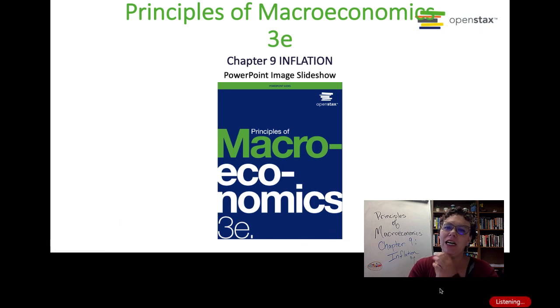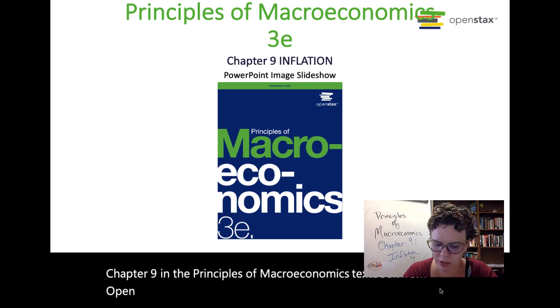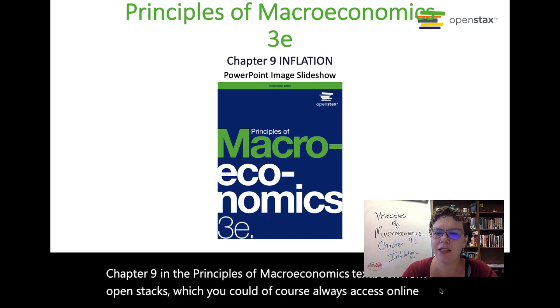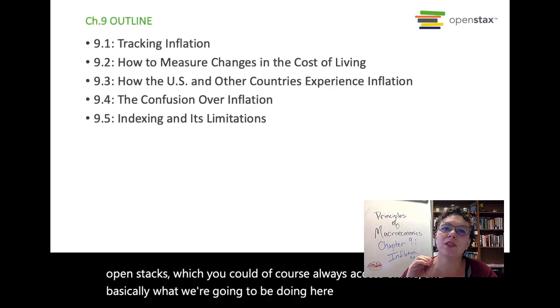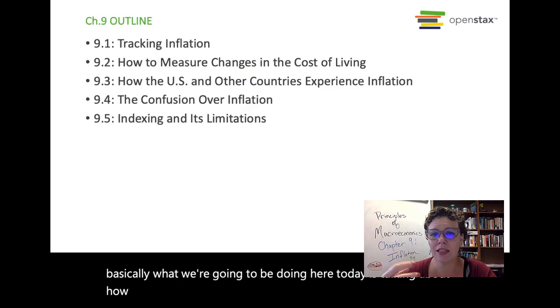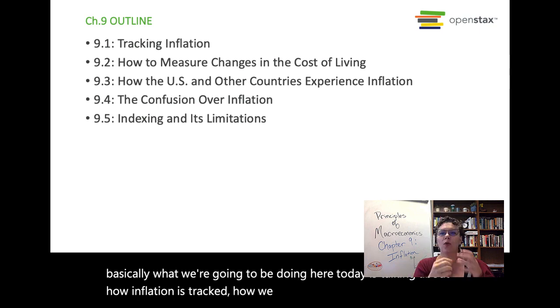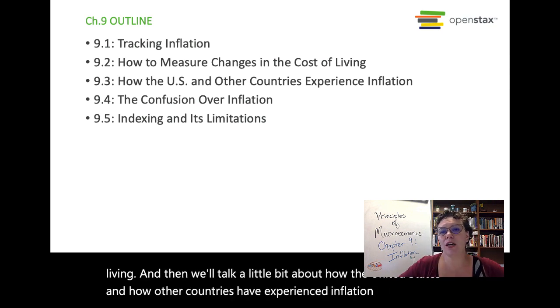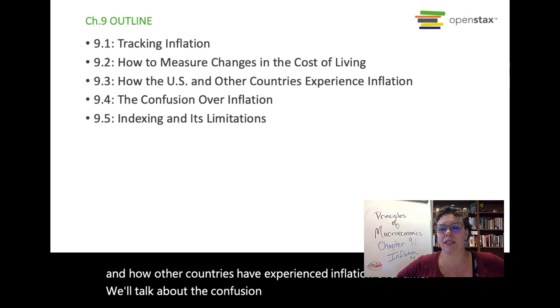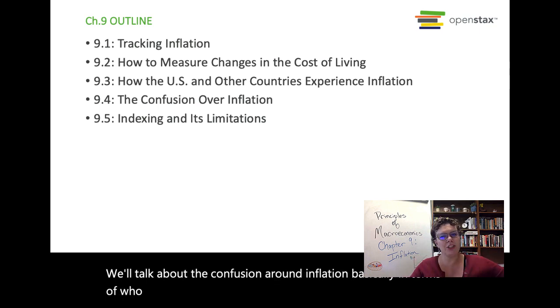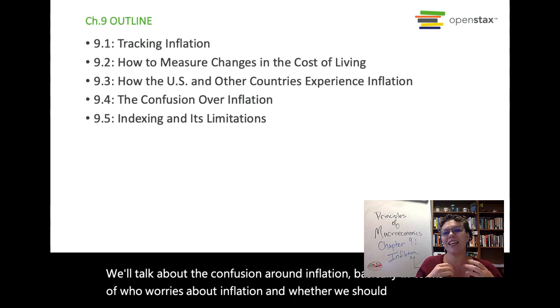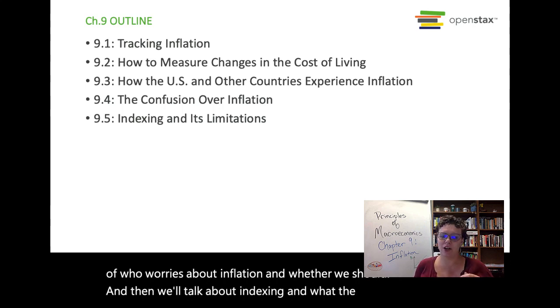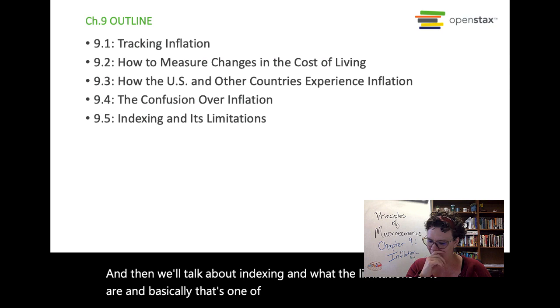So this is chapter 9 in the Principles of Macroeconomics textbook from OpenStax, which you can, of course, always access online. And basically what we're going to be doing here today is talking about how inflation is tracked, how we measure changes to the cost of living, and then we'll talk a little bit about how the United States and how other countries have experienced inflation over time. We'll talk about the confusion around inflation, basically in terms of who worries about inflation and whether we should. And then we'll talk about indexing and what the limitations of it are. And basically that's one of the uses of inflation.